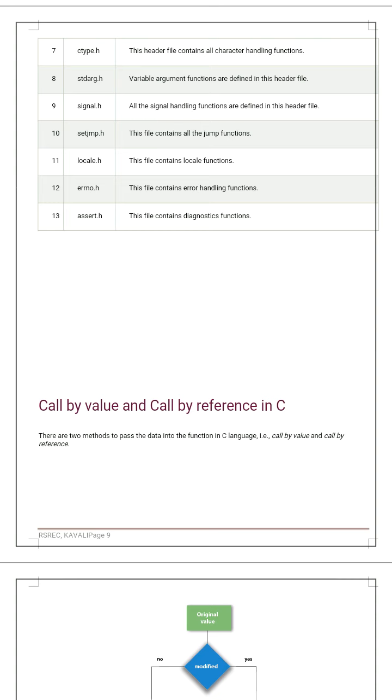mechanism. Previously we had discussed functions, what is a called function and what is a calling function. Now we are passing the parameters or arguments between the calling function and the called function, which is called the parameter passing mechanism. There are two ways: one is call by value and another one is call by reference.